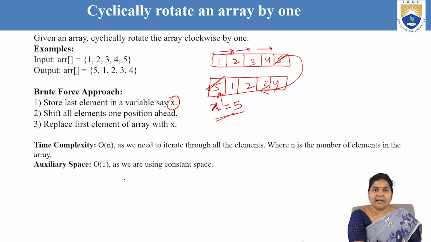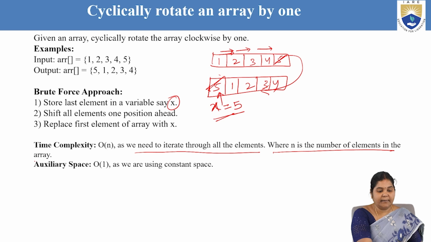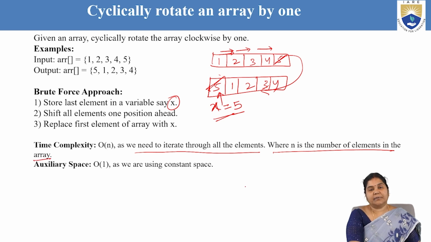So what is the time complexity required for solving this problem? It is order of n, because n is the number of elements in the array. We need to iterate through all the elements. The rightmost element you have to take into a variable, and all the remaining n minus 1 elements you have to shift by one place. So the time complexity will be order of n, and the space complexity will be order of 1, which is constant space.